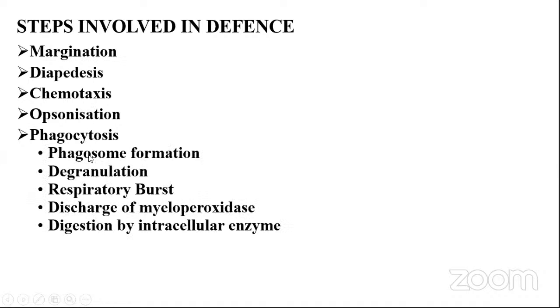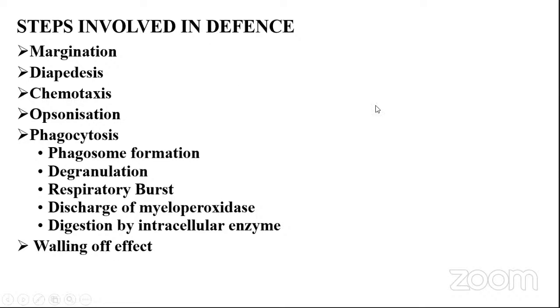In phagocytosis, first there is phagosome formation, then there is degranulation, that is the granules get released, then there is the respiratory burst mechanism, that we'll see in detail, and there is discharge of the enzymes which are involved in the killing of the bacteria, that is myeloperoxidase, and digestion by the intracellular enzymes, and lastly the walling off effect.